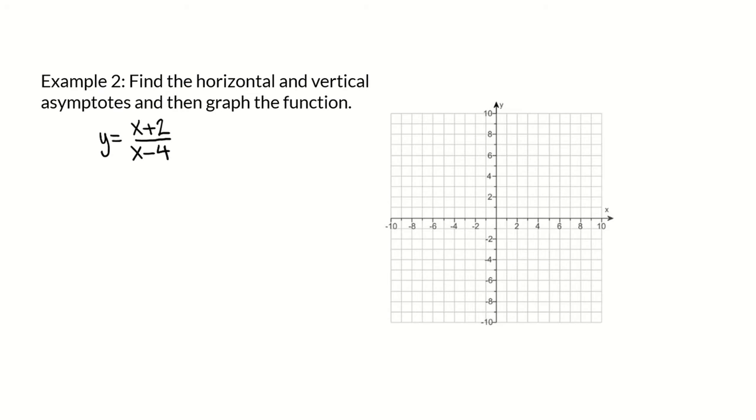Example 2: find the horizontal and vertical asymptotes and then graph the function. y equals x plus 2 over x minus 4. To find the vertical asymptote, we set the denominator equal to 0. And then we solve to get x equals 4.